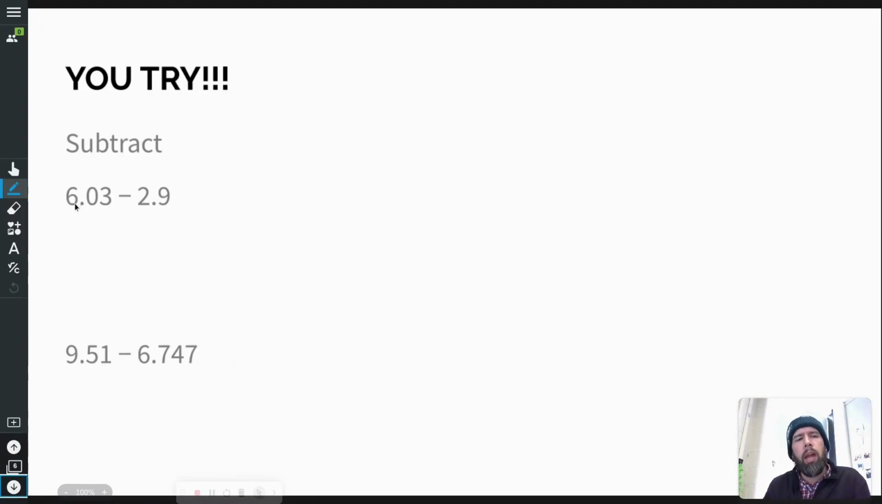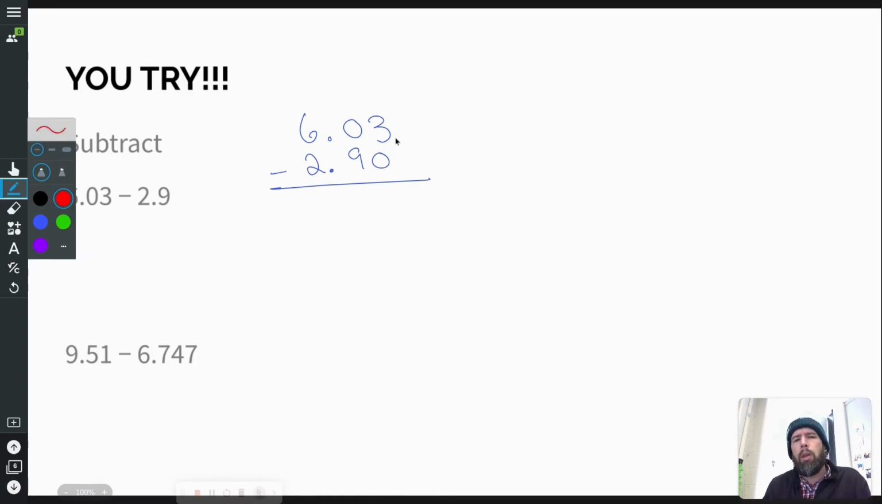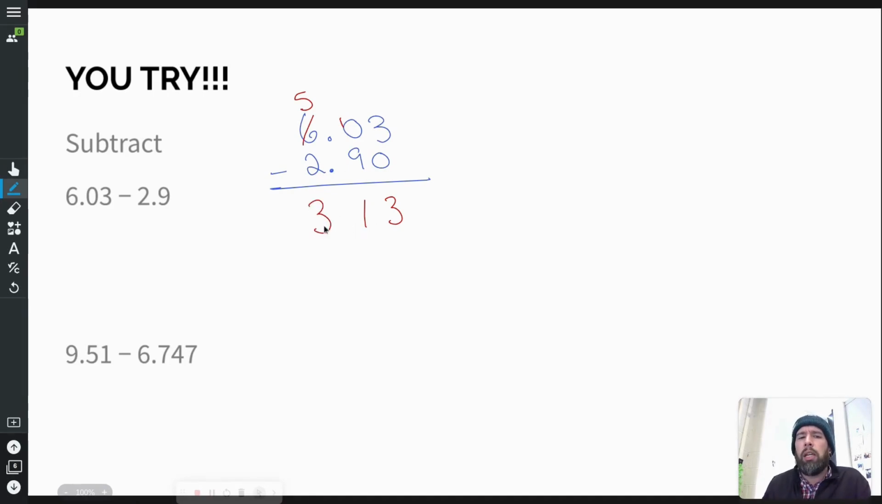All right. Now we got 6 and 3 hundredths minus 2 and 9 tenths. So 6.03, there's my decimal. I have to line the decimal there, so 2 and 9. And since there's no number after the 9, I'll put a 0 there and subtract. Okay? 3 minus 0 is 3. 0 minus 9 can't do it. Borrow from you, make you a 5, make you a 10. 10 minus 9 is 1. 5 minus 2 is 3. Drop down the decimal. 3 and 13 hundredths.